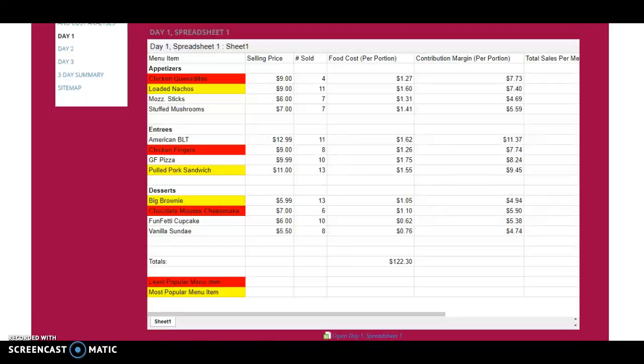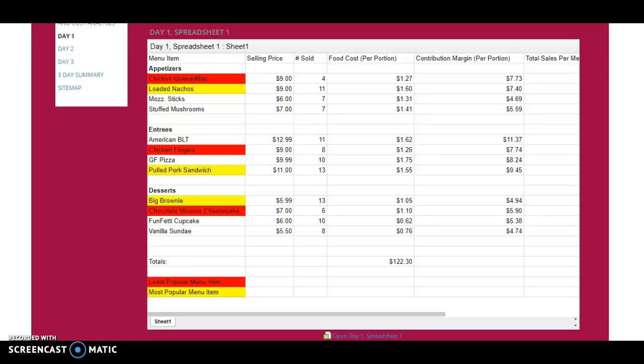On day 1, spreadsheet 1, you can see a list of all the menu items at Amanda's on the right-hand side. The least popular menu item is highlighted in red, and the most popular menu item is highlighted in yellow. For my appetizers, the chicken quesadillas sold the least with a number 4. The loaded nachos sold the most with 11.